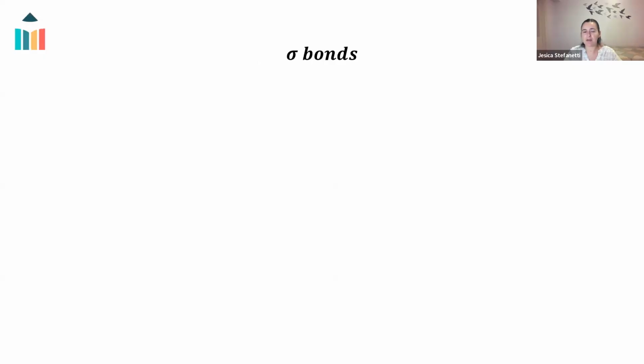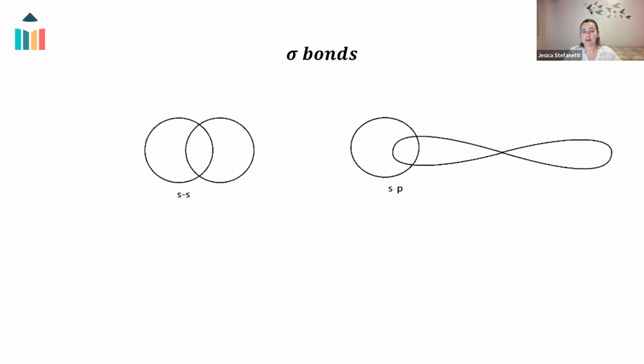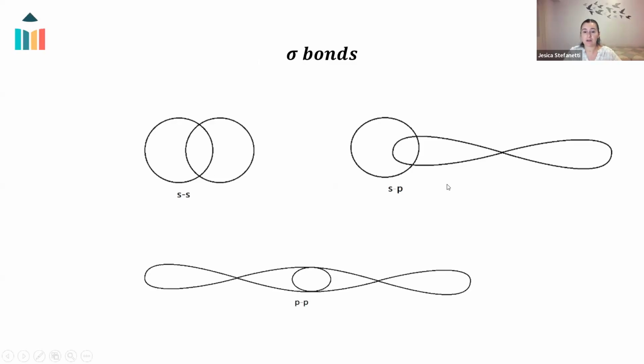In the case of sigma bonds, it could be a direct overlap of 2 s orbitals, which are spherical. It could also be a direct overlap of an s orbital with a p orbital. It could be 2 of those as well. But all of them, as you can see, present a direct overlap. Here we can just see the direct overlap.